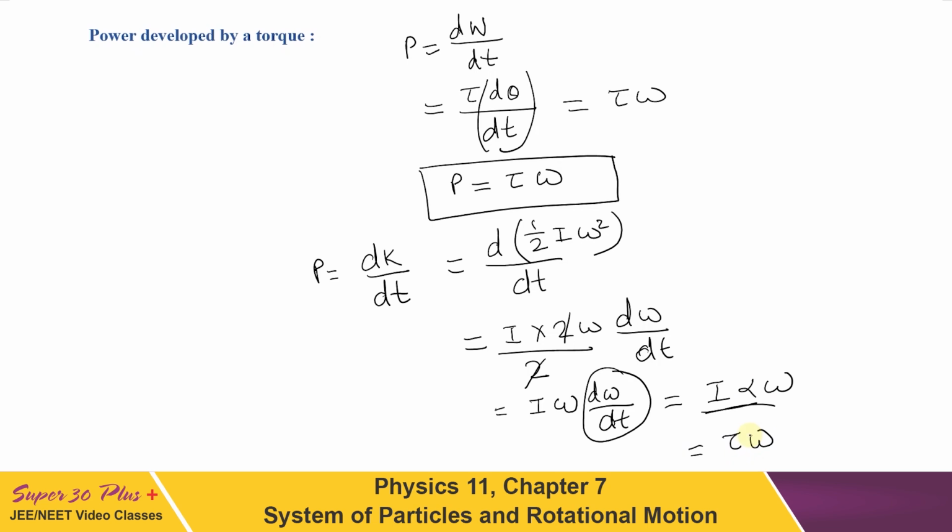So in a number of ways we can define power. It all depends on the situation, what are the terms provided in the numerical. If torque and angular velocity are given, we can use P is equal to tau omega. Otherwise, if the kinetic energy term is given, we can use P is equal to dK by dt, or if work done is provided, we can use P is equal to dW by dt. These all will lead to the same result.